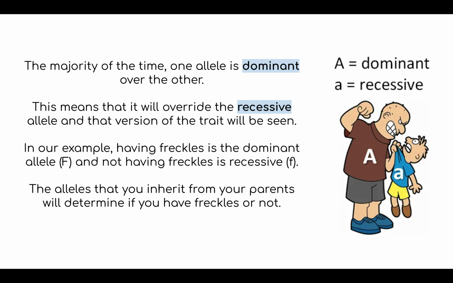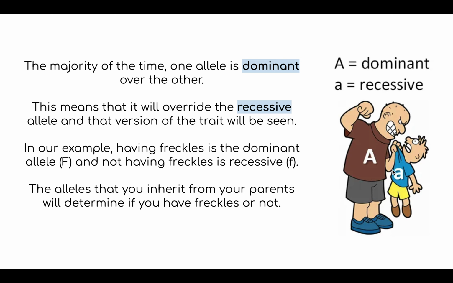So we have got two different types of alleles that you need to know about. We have got dominant and recessive. Dominant alleles are represented by a capital letter, and recessive alleles are represented by a little letter.